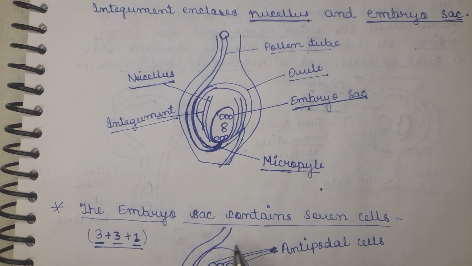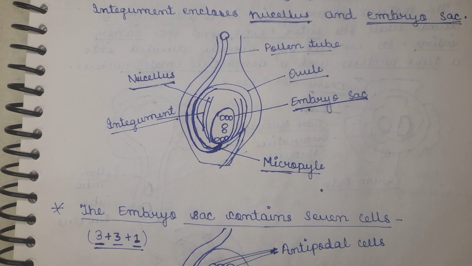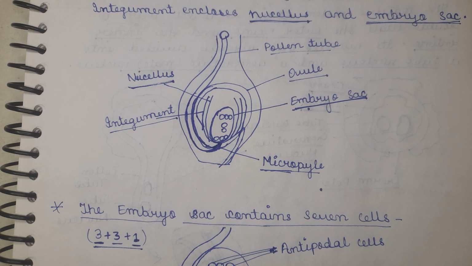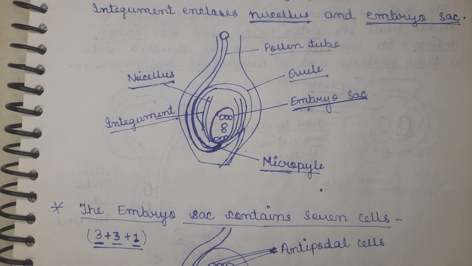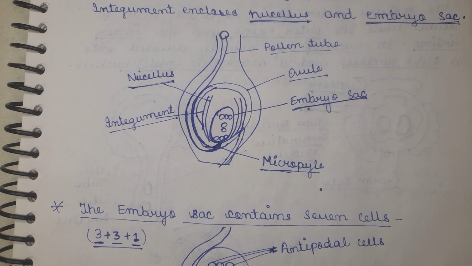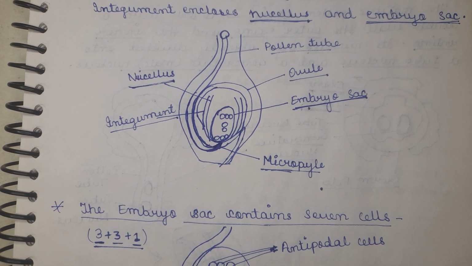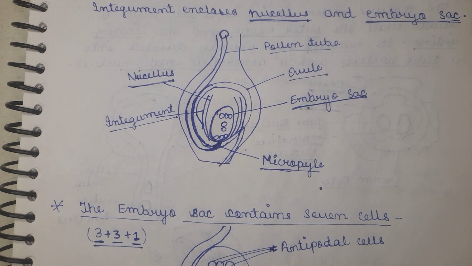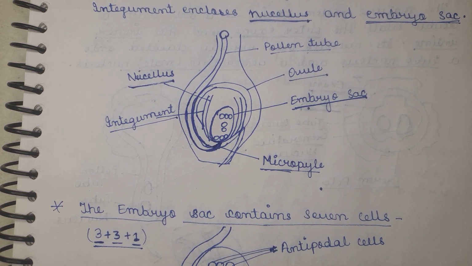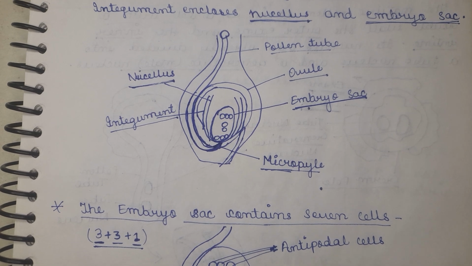Now if you see this diagram of an embryo sac, from here it is a pollen tube, and here is an opening called the micropyle. Now beside this micropyle, or above this micropyle, there are 3 cells. Basically the side cells are named the synergids. These side cells, this one and this one, are known as synergids, and between these synergid cells there is an egg cell.